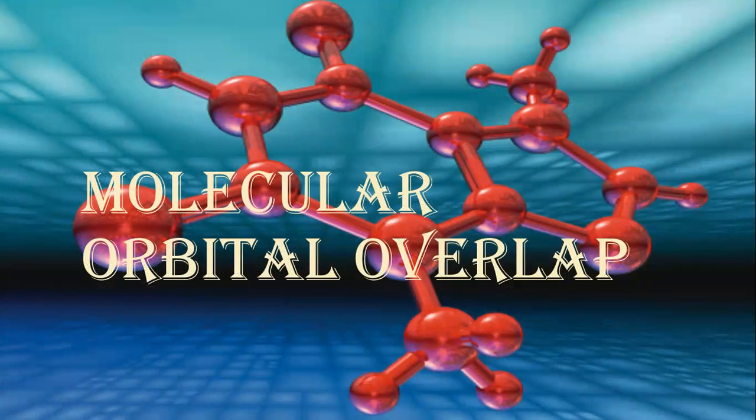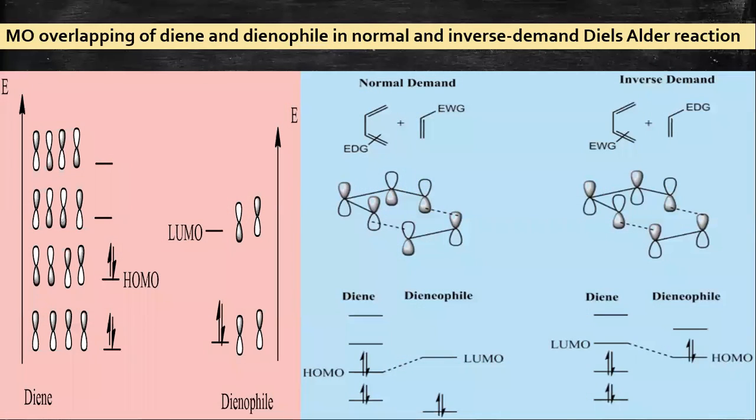So let's discuss its molecular orbital overlapping, that is how the molecules of diene and dienophile would interact according to the molecular orbital theory. You can see here these 4 types of orbitals would be present in the diene. The lowest energy bonding orbital has 2 electrons, and then above this, with 1 nodal plane, the HOMO is present, and the other 2 are anti-bonding and are empty.